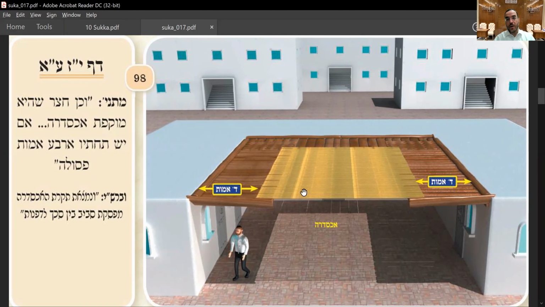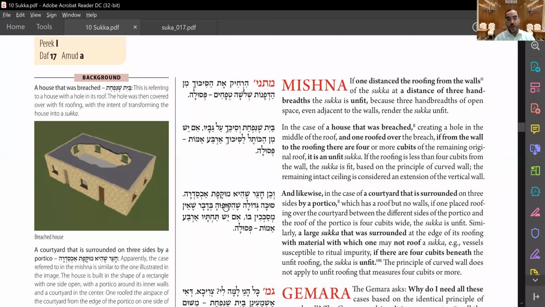You can't sit under there, but as long as it's less than 4 amot from the edge of the wall to the edge of that portico cover, and then you put sechach in the middle, that's fine. You can sit under the new sechach that you put there. Okay, this case seems to be pretty much the same as the previous case. The Gemara will discuss why we talk about both of these, and yet a third one.